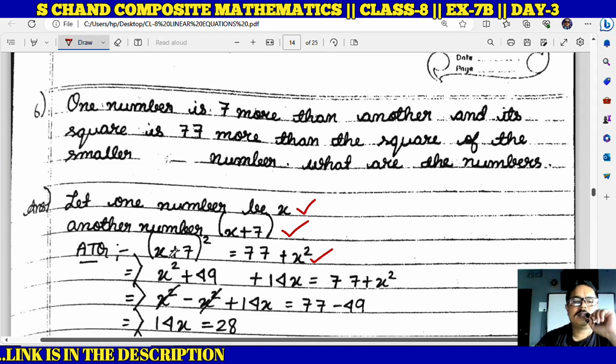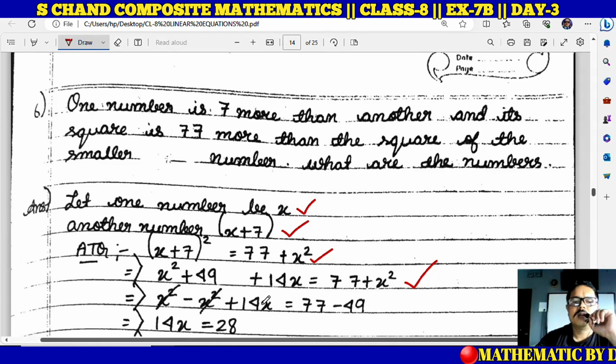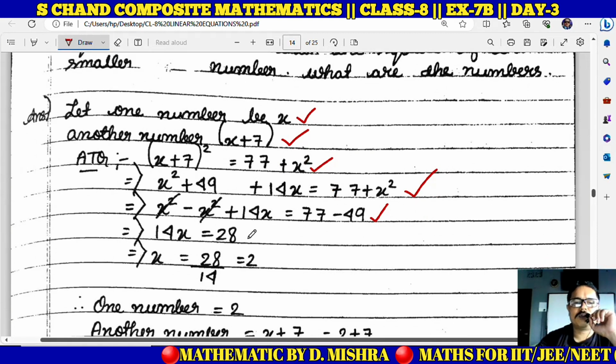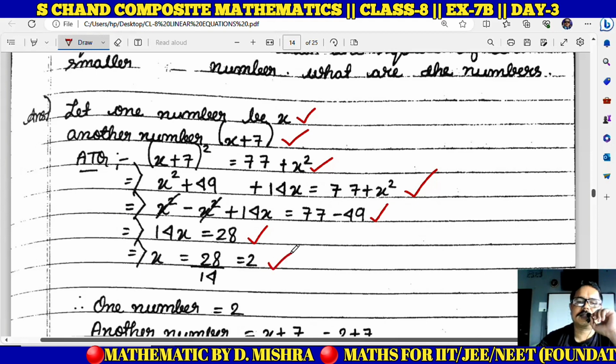We need to expand this in the form of (a plus b) whole square, where a is x and b is 7. So x square plus b square, that means 7 square, 49, plus twice ab, that means 2 into x into 7, 14x, is equal to 77 plus x square. So when this x square comes to the left side, it will be minus x square plus 14x, and if we take this 49 to the right side, it will be minus 49. So x square minus x square cancel, 14x is equal to 28, and in this way x comes out as 2.